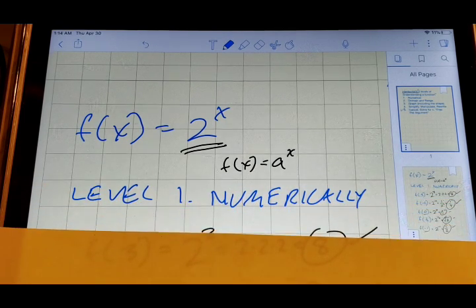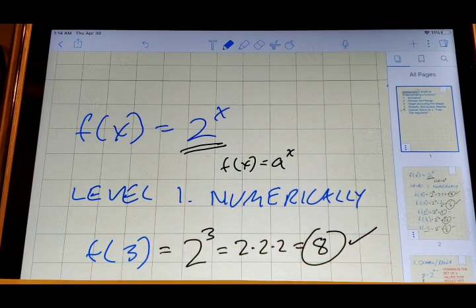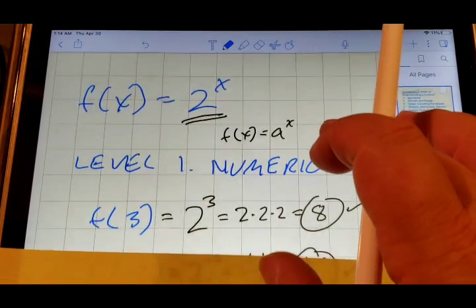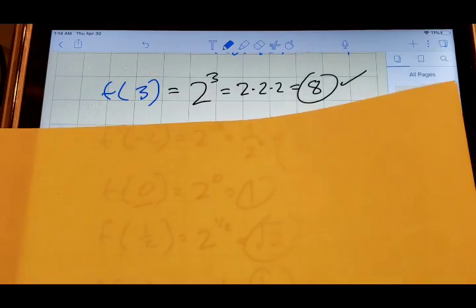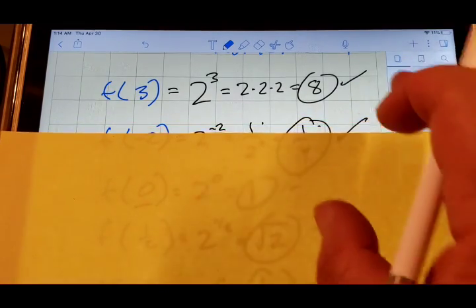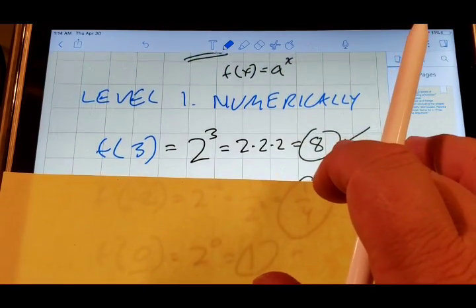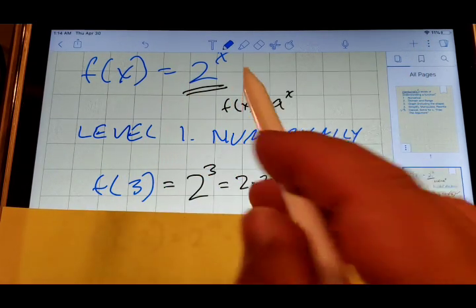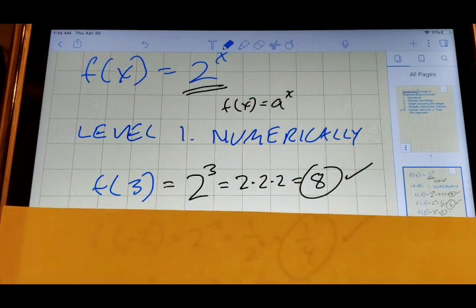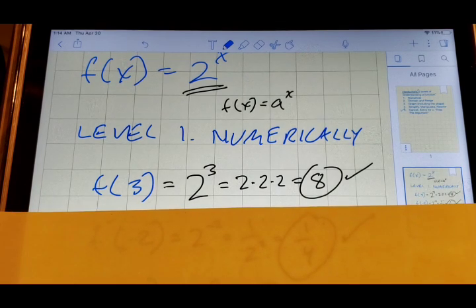So that's, of course, level 1. So I think you'd all understand that, not just understand, but even anticipate that this was coming. By the way, I just kind of pushed everything too far up there. Okay, so this is the function, f of x equals 2 to the x. So if I put in a 3, it's 2 to the 3. And we all know what to do there.